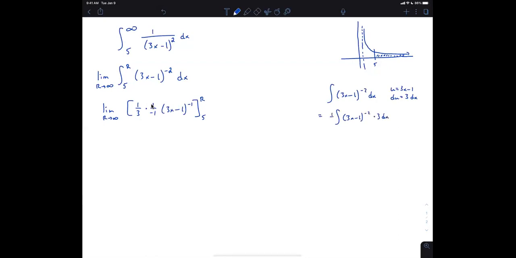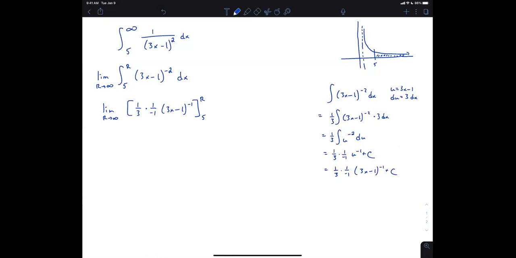And if I'm going to multiply inside by 3, I'll multiply outside by 1/3. And now I've got the integral of u to the -2 du. Okay. And then I actually left it like that just because I was doing it in my head, but we're going to take a step to simplify it next.